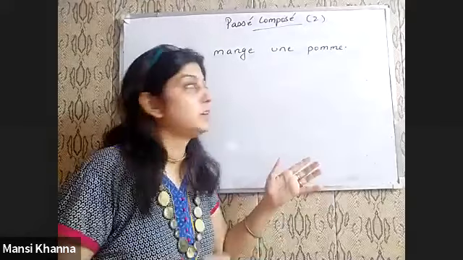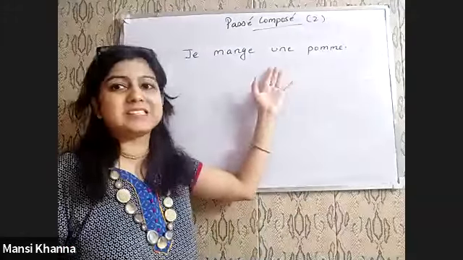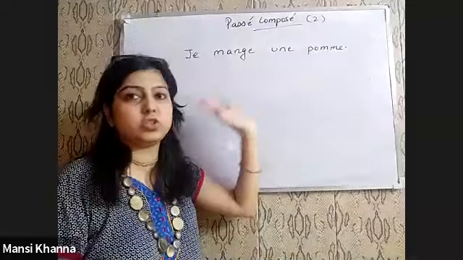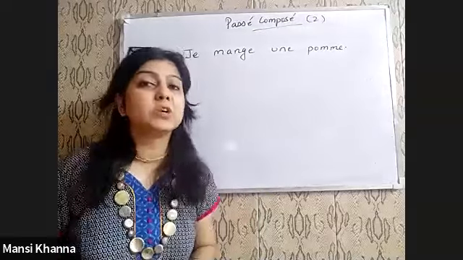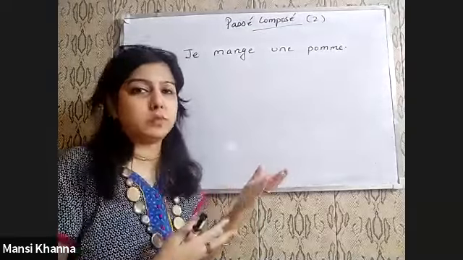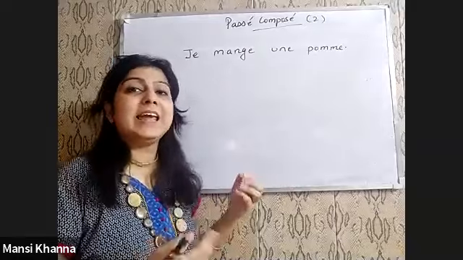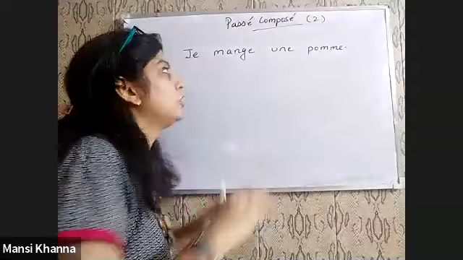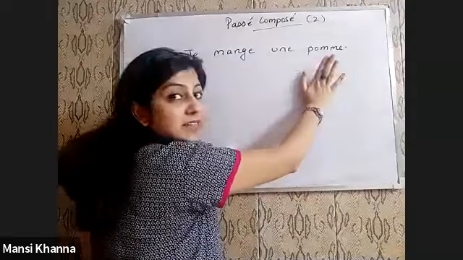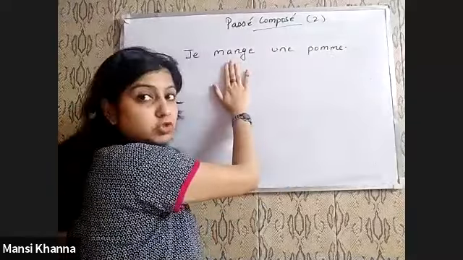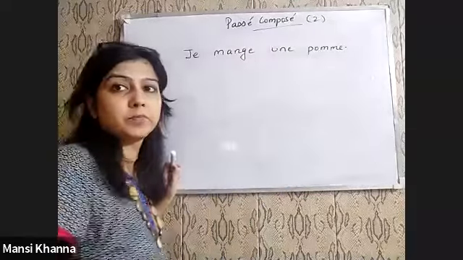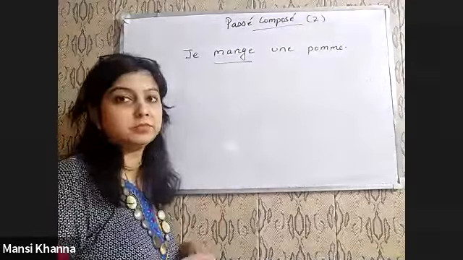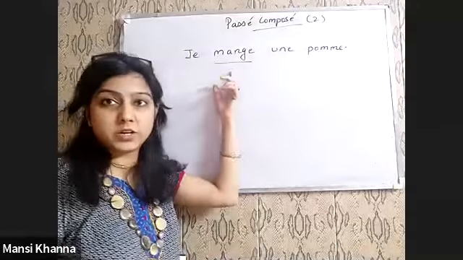That's it. Je mange une pomme. That's a simple present tense sentence. I am eating an apple. Je mange une pomme. Now, I want to convert this sentence into the past sentence, simple past form. I ate an apple. Now, how do I do that in French? Now, look close. Where is the verb in this sentence? Mange. The verb is the action word. This is the action word here.